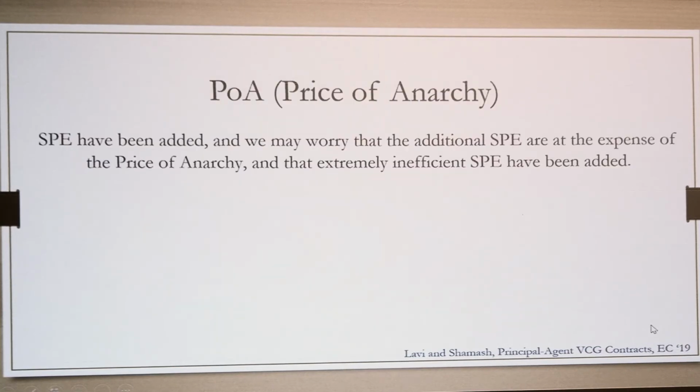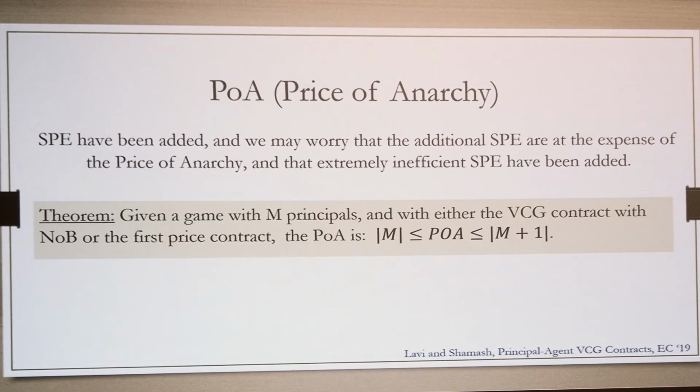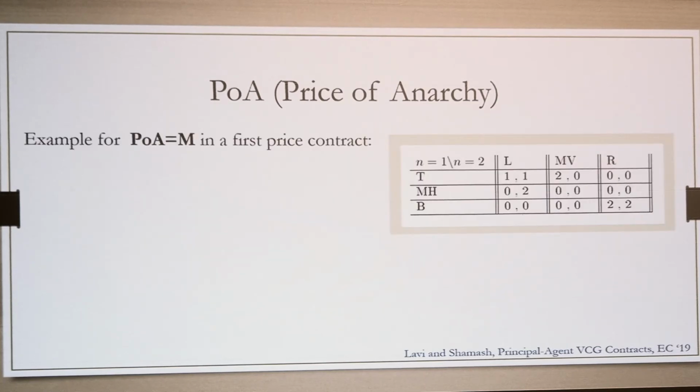Let's carry on. So we saw that there are many more subgame perfect equilibria in the VCG contracts. The question is, maybe this harmed the price of anarchy. But it did not. The price of anarchy is basically the same in both situations. If we have a game with M principals and a VCG contract or a first price contract, in both situations the price of anarchy will be between M plus 1 and M. So here's an example, but we won't go into it.